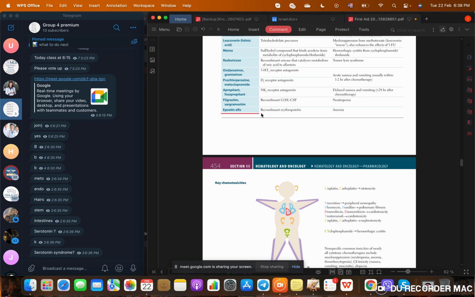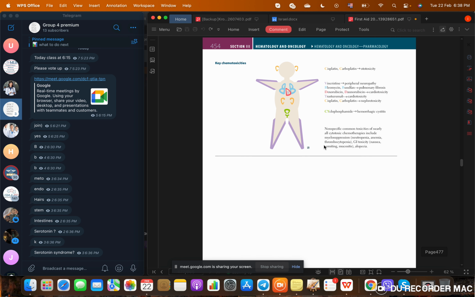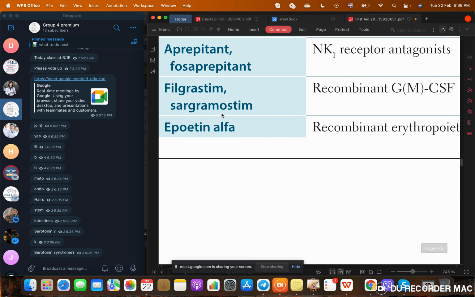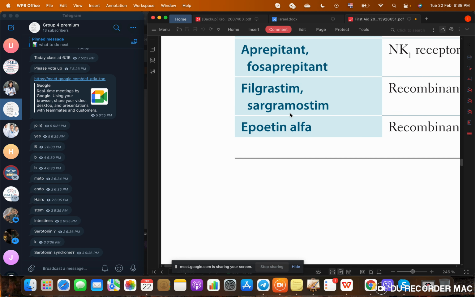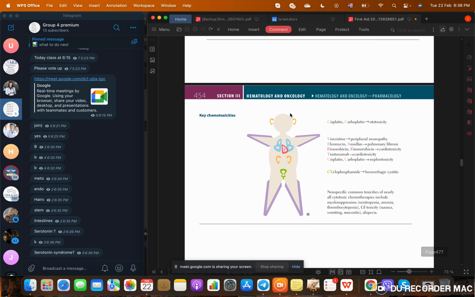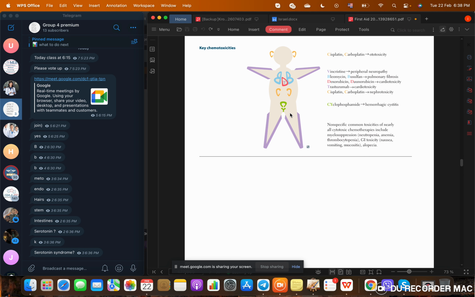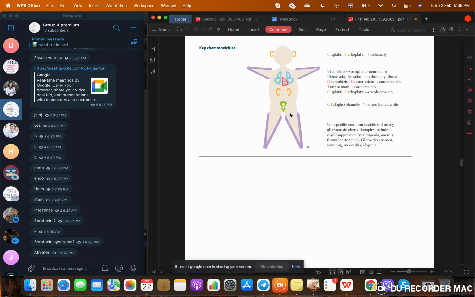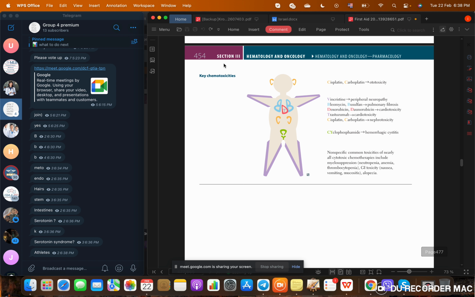And finally, epoetin alpha, recombinant erythropoietin, which can be utilized in anemia. Who likes to abuse this? Who takes the epoetin from the cancer patient and takes it for himself? Athletes, absolutely.